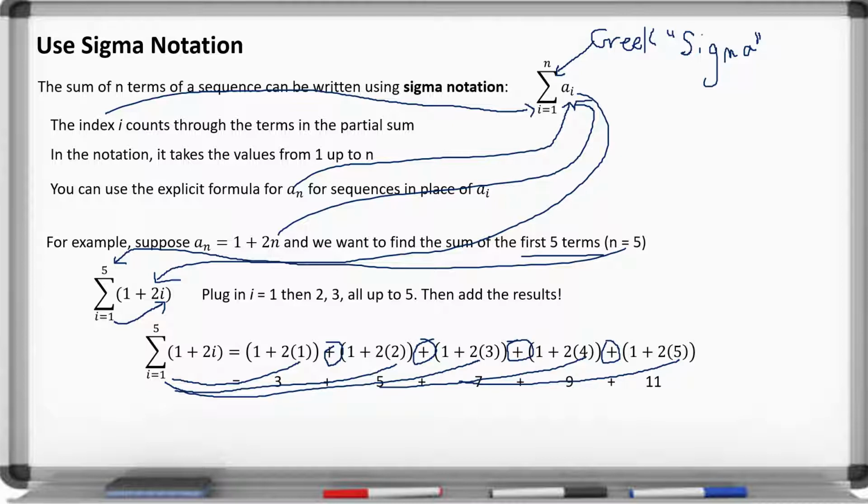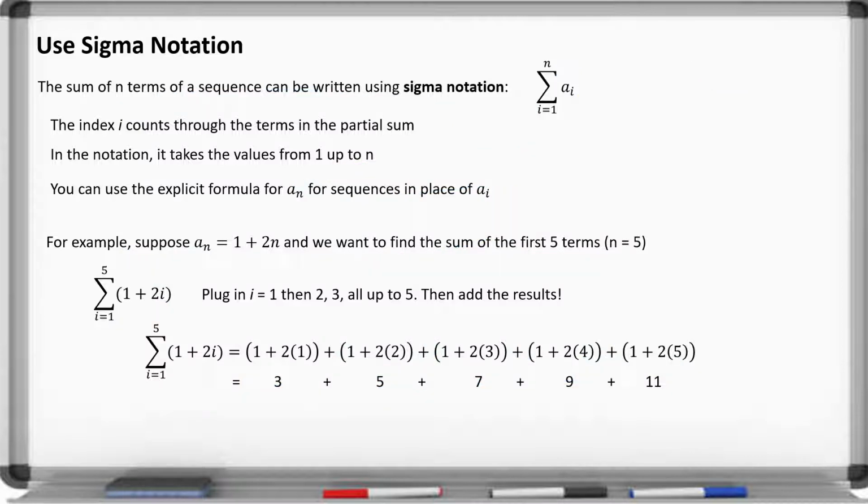So doing that gives us 3, 5, 7, 9, and 11. Notice that 3, 5, 7, 9, and 11 are just the actual terms in an arithmetic sequence, and we're just adding those together. Adding those together gives us 35.